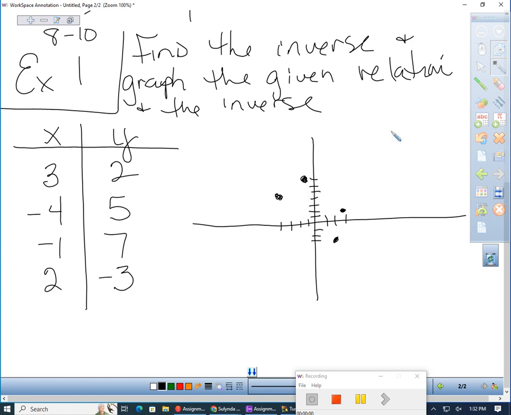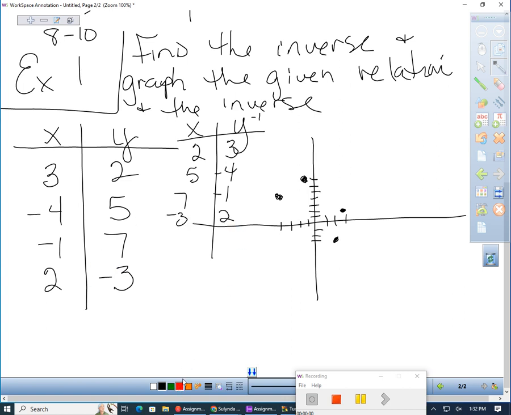Okay. I'm now going to find my inverse. And again, I can't connect those points, right? It's not a function. They're just points. Okay, so now I'm going to do my inverse. When I do my inverse, I have x and I have my y, and inverse is a little -1 at the top of your y. We're going to switch them. So this now becomes 2, 3, 5, -4, 7, -1, and -3, 2.